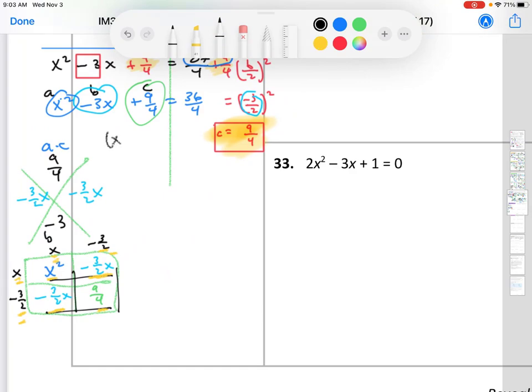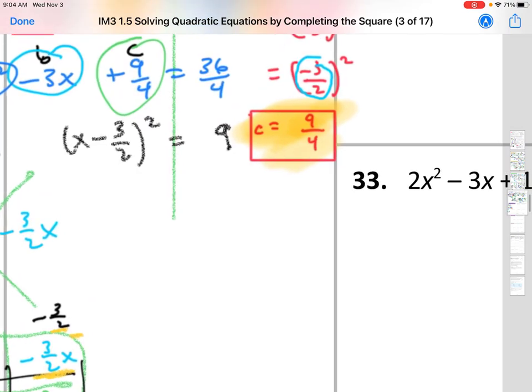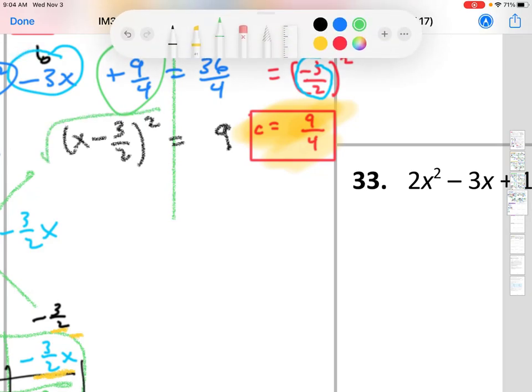So basically what we have is x minus 3/2 squared, because you have two of those, and 36 divided by 4 is 9. Okay, we're going to apply the square root here. So these cancel, and you're left with x minus 3/2 equals 3. Don't forget your plus or minus.